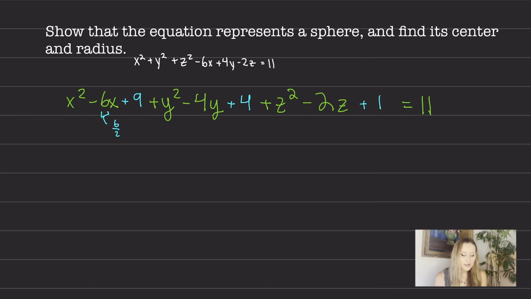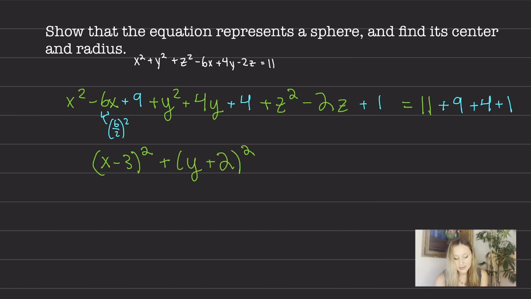So what did I just do there? The coefficient in front of the first degree variable, we are going to cut that in half and square it to get the number to complete the square. So I took 6 divided by 2, I squared that, 3 squared is 9. And then we can simplify that to be (x minus 3) squared. Similarly, we get (y plus 2) squared and (z minus 1) squared.